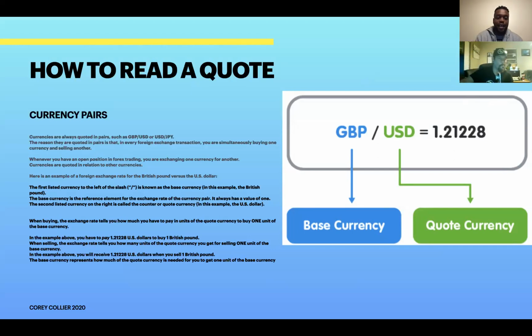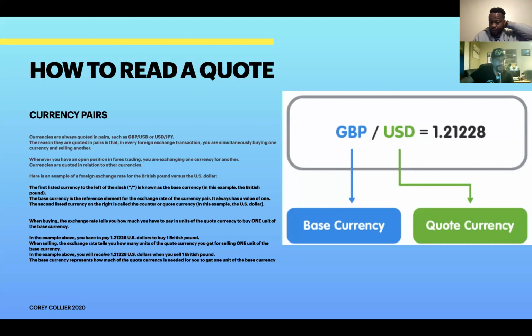Here's an example of a Forex rate for the British pound versus the dollar. The currency to the left, that's called your base. The British pound in this example is the base currency. The base currency is the reference element for the exchange rate of the currency pair. Guys, the base currency always has a value of 1. The second listed currency, or the currency on the right, which in this example is the United States dollar, that's called your counter currency or your quote currency.